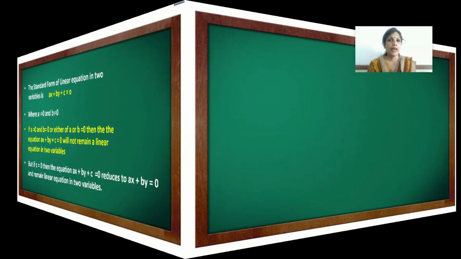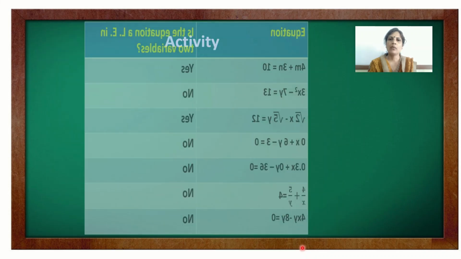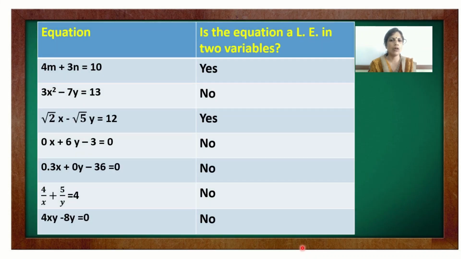Alright, to make our concept more clear, let's quickly have a look at one activity. Here some equations are written in the left column, and you have to identify whether they are linear equations in two variables or not. First equation is 4m plus 3n is equal to 0. So it is a linear equation in two variables because there are two variables and the power or the degree of the variable is equal to 1.